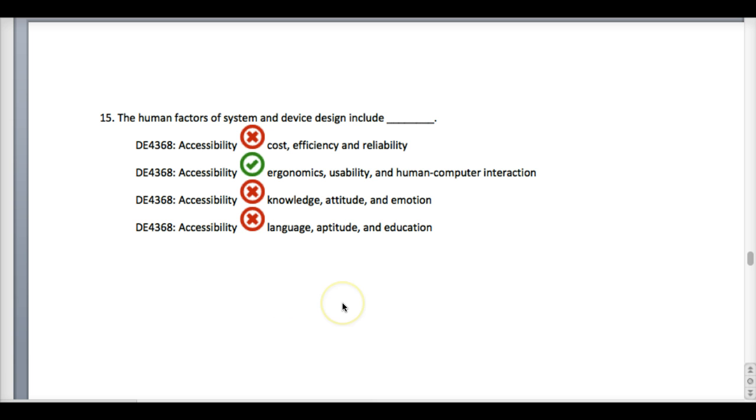The human factors of system and device design include cost, efficiency, and reliability. This is straight out of the book on page 173. Not there, it's listed straight in the book. Your ergonomics, usability, and human-computer interaction. And that's on page 173, as already mentioned.